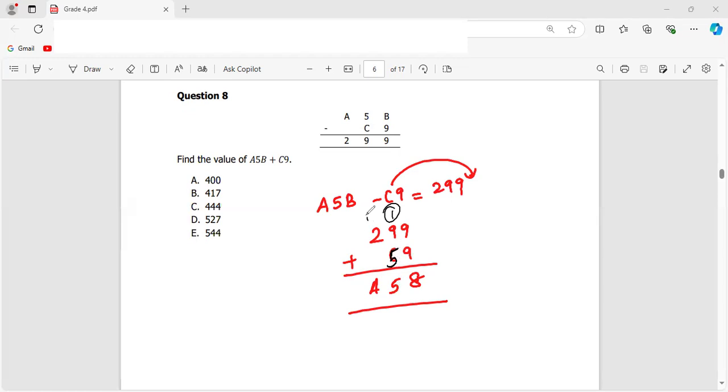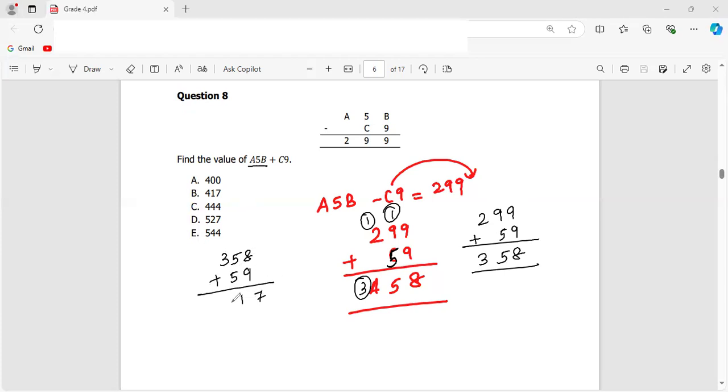So I get a 15, 1 carry. This becomes 3. Correct? So the thing is 299 plus 59 is 358. Now the question is, what is the value of A5B, which is 358 plus 59? So you get 417. So the answer is option B. Okay, then let's move on.